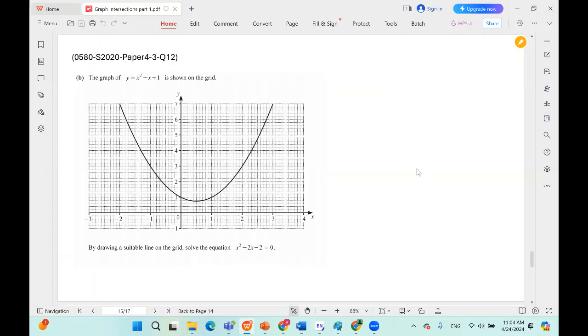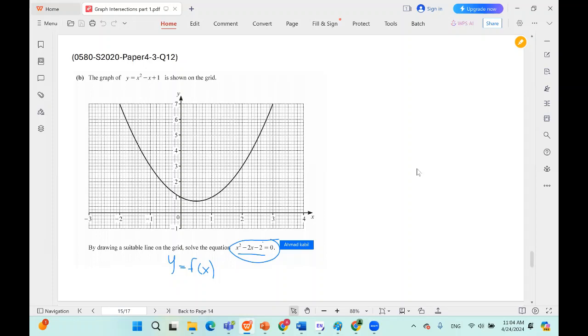The graph of y equals x squared minus x plus 1 is shown on the grid. By drawing a suitable line on the grid, solve the equation x squared minus 2x minus 2 equals 0. So we want to draw a line that would lead us to this equation here. So our line is, again, y equals f of x, and it will intersect the curve so that when we solve the equations together, we get this equation here.